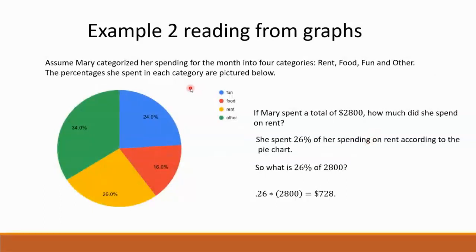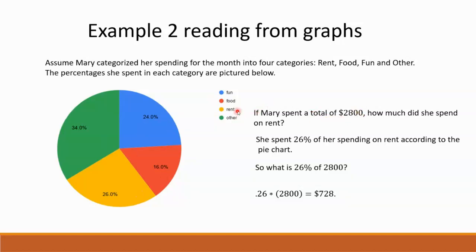Here's another example. Let's suppose someone named Mary has categorized her spending for this month into these 4 categories: rent, food, fun, and other. And the pie chart gives us the percentages, right? Well, let's suppose that we knew she spent a total of $2,800. Okay, so that's how much she spent in total for the month, $2,800. But how much did she spend on rent? Well, how could we get that?